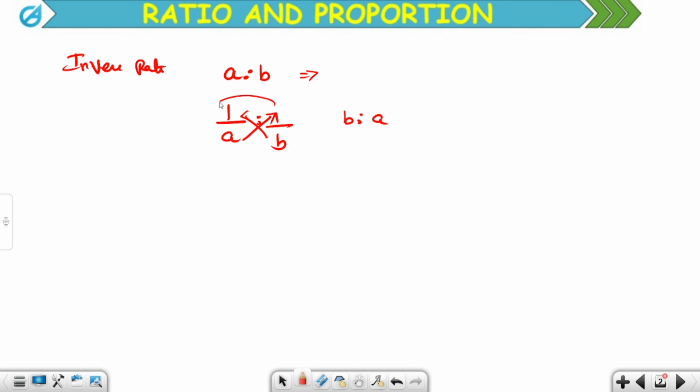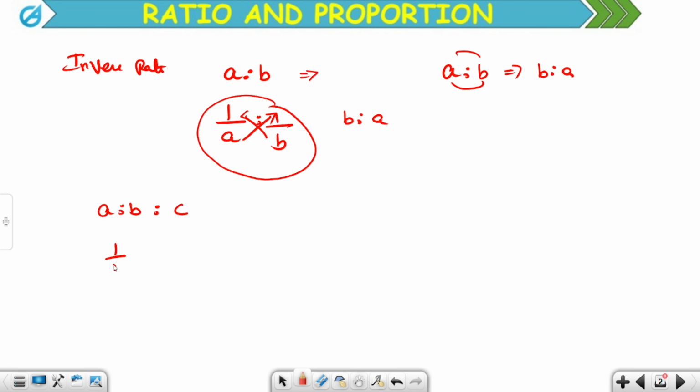Instead of doing the reciprocal and all, whenever a ratio is given, A is to B, the inverse ratio is nothing but B is to A. Just interchange the values. Suppose three ratios are given, let me take A is to B is to C. How will we write it? First you have to write the reciprocal, that is 1 by A is to 1 by B is to 1 by C.